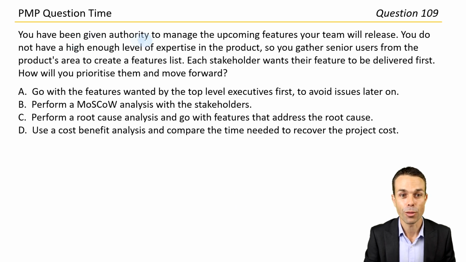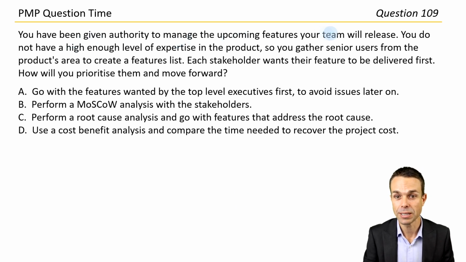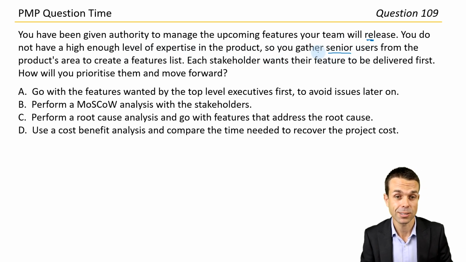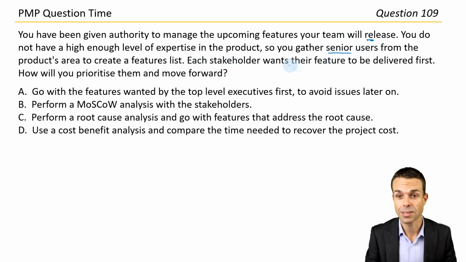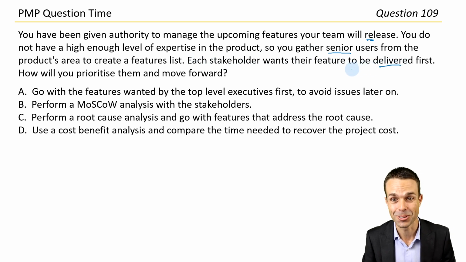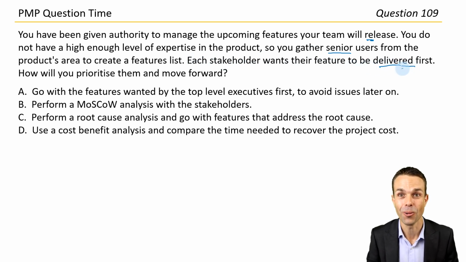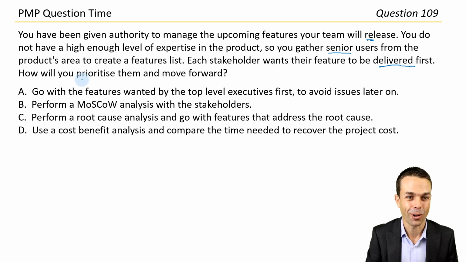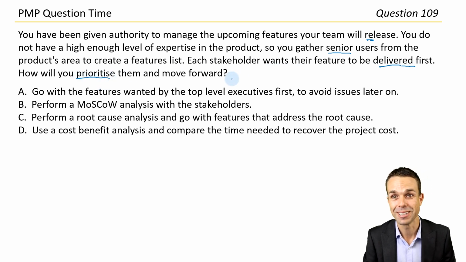You have been given authority to manage the upcoming features your team will release. You do not have a high enough level of expertise in the product, so you gather senior users from the product's area to create a features list. Makes sense. Each stakeholder wants their feature to be delivered first. Okay, of course they do. You will see this happen in the real world all the time. How will you prioritize them and move forward?